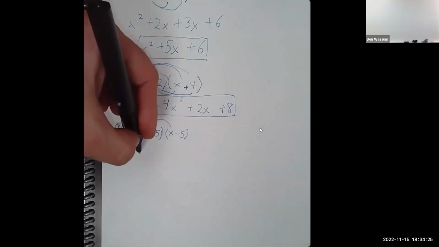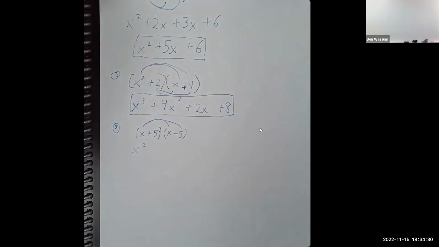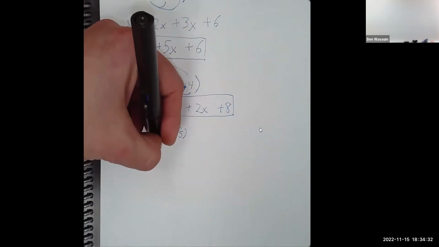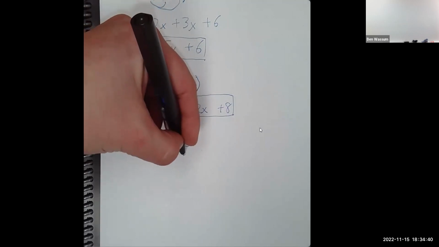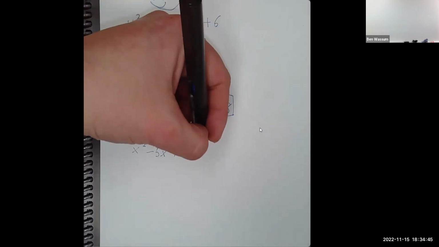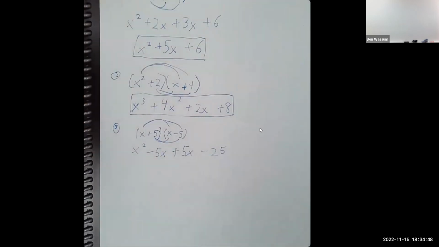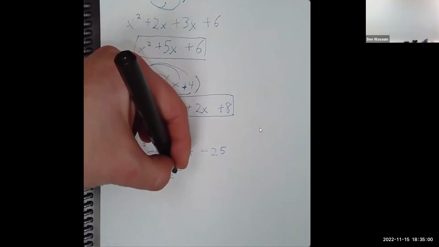First, x times x, x squared. Outer, x times a negative 5, we get minus 5x. Inner, 5 times x, we get a plus 5x. And last, 5 times a minus 5, we get a negative 25. Well, look at our like terms. They cancel out. End up with x squared minus 25.